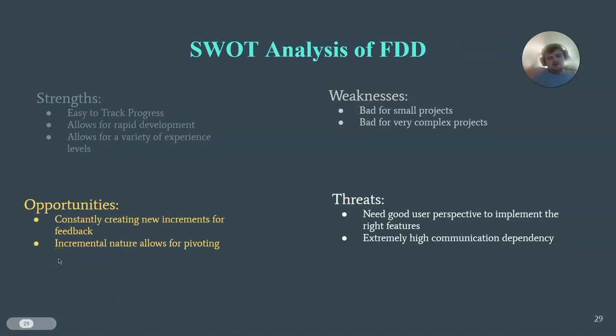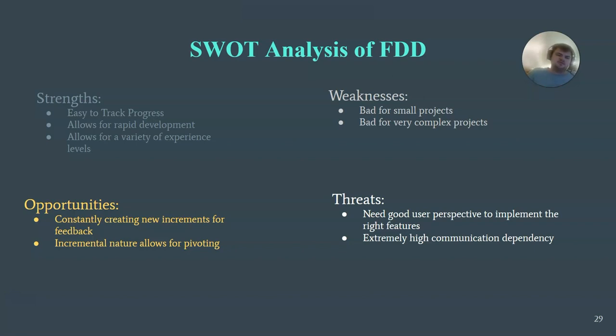So now that we've looked at a couple of examples, let's look at a SWOT analysis of feature-driven development. For a quick review, strengths are internal to the project and pros. Weaknesses are internal to the project and cons. Opportunities are external to the project and pros, and threats are external to the project and cons.